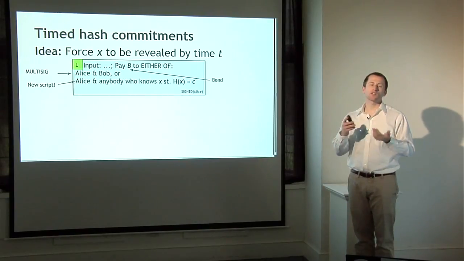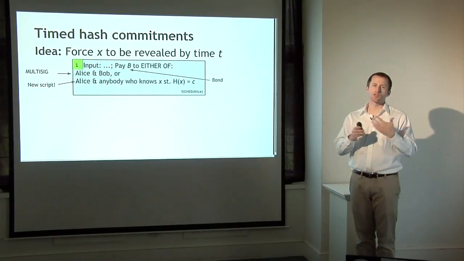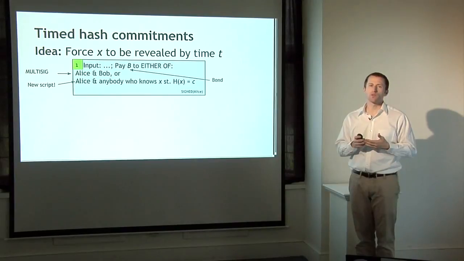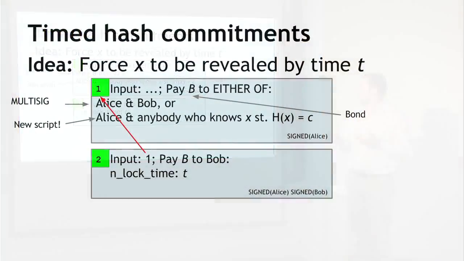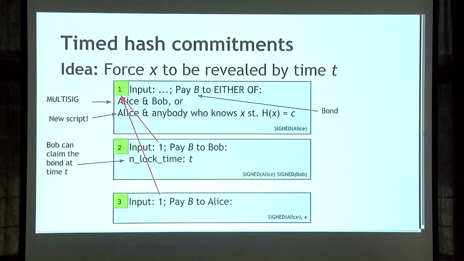OK, so now how can we use this funny, complicated transaction with 2 different ways to claim the money? Well, Alice and Bob are both going to sign a transaction that pays the entire value to Bob. And they're going to use this lock time, which we talked about earlier, to ensure that Bob can't claim the bond before some time t. So now they've set up essentially a ticking time bomb where if Alice doesn't do anything else, Bob is going to get the value of that bond at time t.